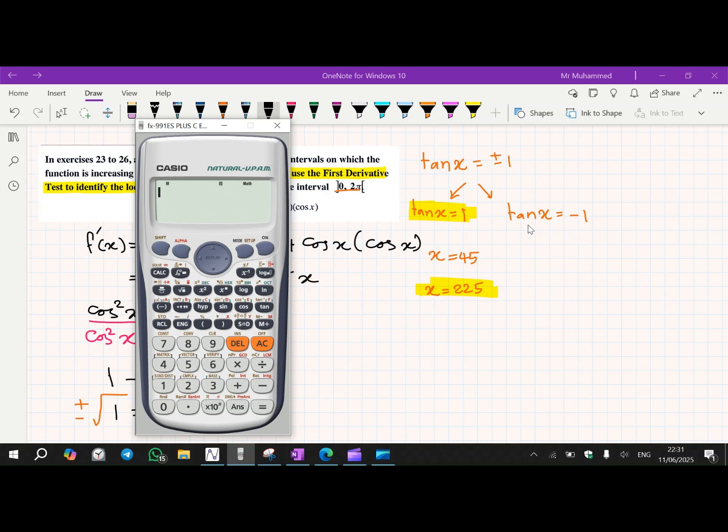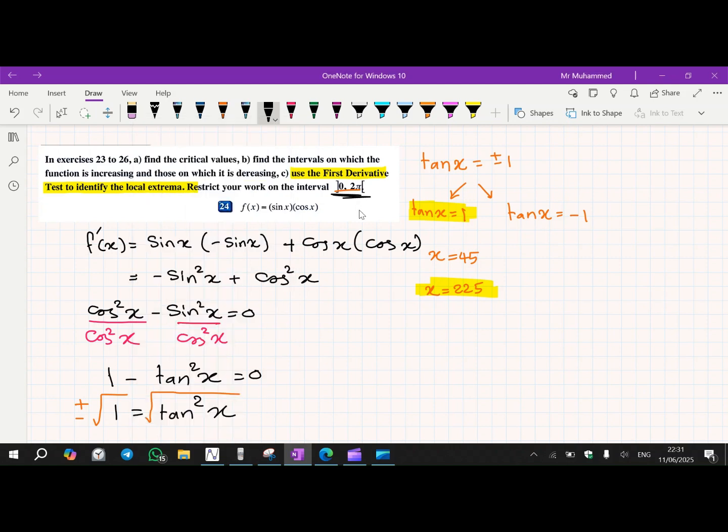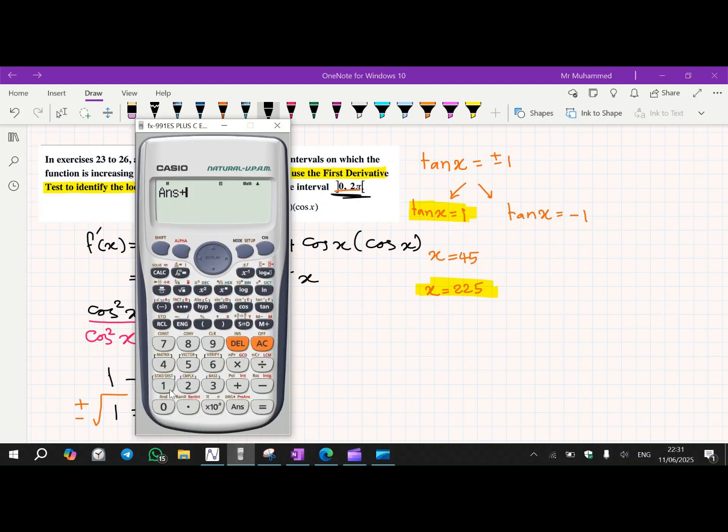Now let's go to the other side. Tan x equal to negative 1. So shift tan negative 1. Close bracket, result, negative 45. Negative 45 is not in this interval, but if I add 180 to it, plus 180, and if the plus 180 didn't work, I will try minus 180. Plus 360, minus 360.